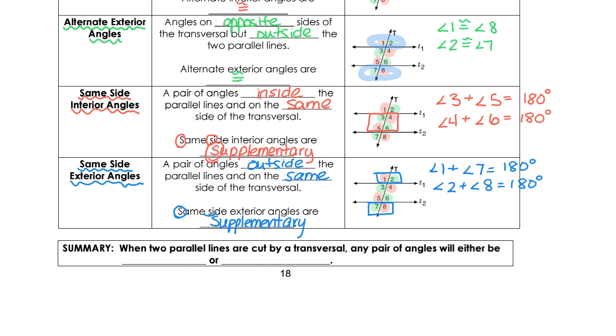Okay, same side supplementary. Okay, so in summary, when two parallel lines are cut by a transversal, any pair of angles will either be congruent if they're corresponding, alternate interior or alternate exterior, or they will be supplementary. Those are the same side interior and the same side exterior.